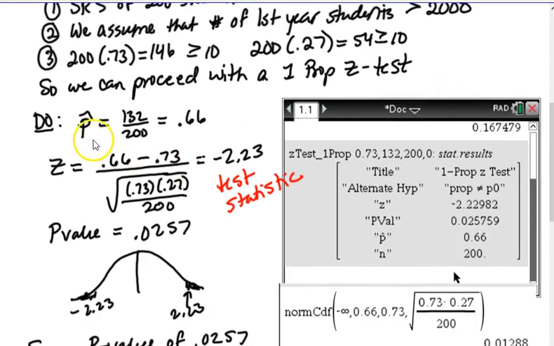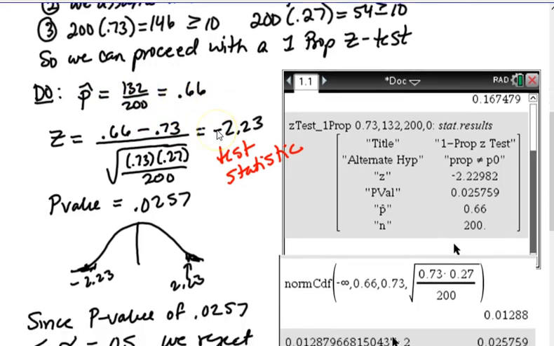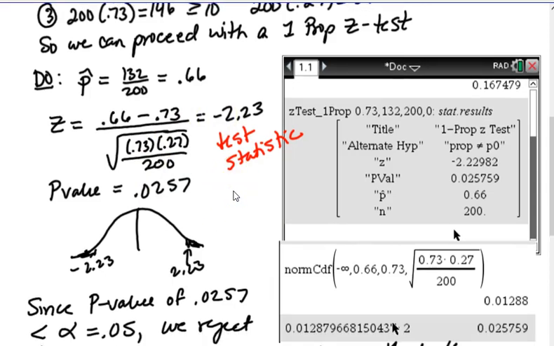So here's our sample statistic. 132 out of 200 is 0.66. Okay, so we calculate our test statistic, but in this case, it is a two-sided test. So we are not only concerned with the area that's beyond 2.23 standard deviations below the mean, we also want to know the area under the curve that is 2.23 standard deviations above the mean. So our p-value encompasses both tails.